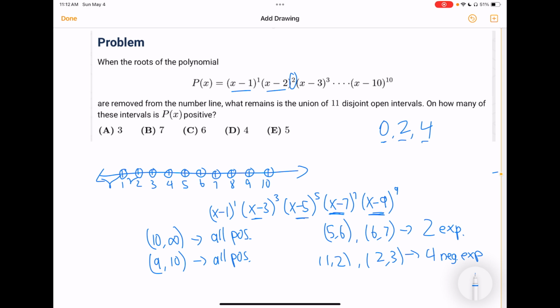That means we would have 6 intervals: 10 to infinity, 9 to 10, 5 to 6, 6 to 7, 1 to 2, and 2 to 3. So the answer would be 6, because on these 6 intervals it gives us 0, 2, and 4 negative expressions. These are an even number of negative expressions, which means that multiplied together they give us a positive and make the function positive. So the answer is 6.